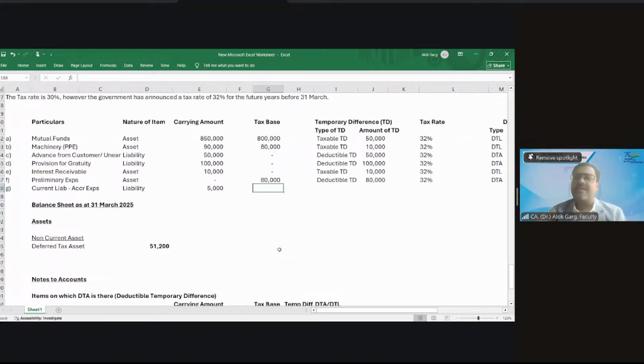What is the tax base? The tax department says that I will allow it only on a payment basis. Tell me, what is the tax base? 0 is the tax base. So whether it is a deductible temporary difference or a taxable temporary difference: liability in books 5,000, tax 0. I need to reduce my liability, so I need to create my deferred tax asset. Deductible temporary differences.